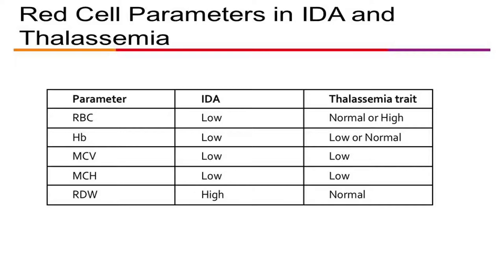RDW also gives us a hint whether it is thalassemia trait or iron deficiency. In iron deficiency, as I showed you in the smear before, you can see different populations of cells. Some are elliptocytes, some have tapered ends. So this is what gives you the increased width of the distribution of the red cells. Whereas in thalassemia trait, we have mostly uniform-looking cells, microcytic hypochromic, but uniform looking. So we don't have this increase in the RDW.